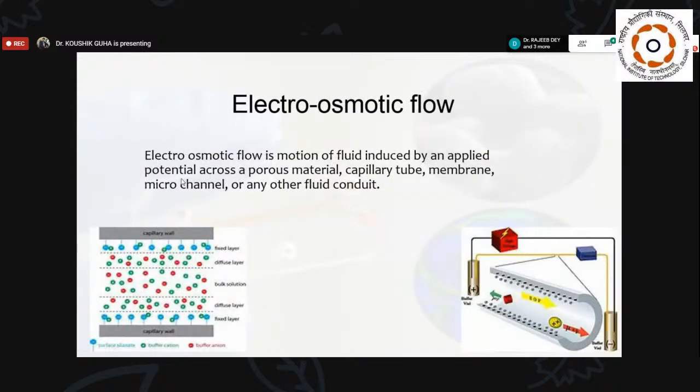Then another very important one is electroosmosis, or electroosmotic flow. It is the motion of fluid induced by an applied potential across a porous material, capillary tube, membrane, microchannel, or any other fluid. Suppose you have applied an electric field and you study the flow of blood, because blood contains many elements like sodium, potassium, carbonate, protein, albumin. Each ion's characteristics and behavior will be different, and their velocity will be different, with the application of this electric field. So electroosmosis is the motion of a fluid induced by an applied potential across a porous material.